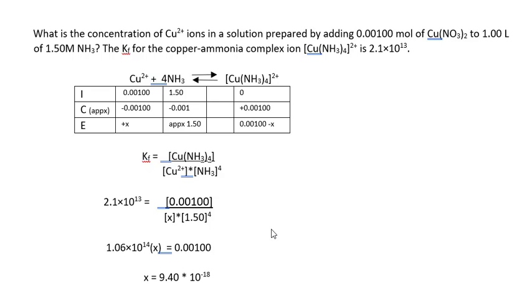After substituting the values in and solving for x, x is equal to 9.4 times 10 to the minus 18th. And that seems reasonable based on the small amount of copper that we start with and the very, very large formation constant. In other words, this is highly, highly product driven. The equilibrium will be established with a lot of product and a very, very small amount of reactant remaining. In this case, the copper ion.